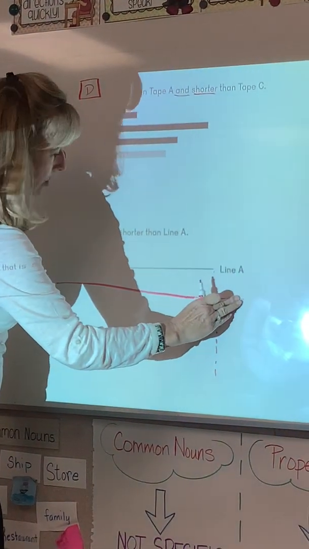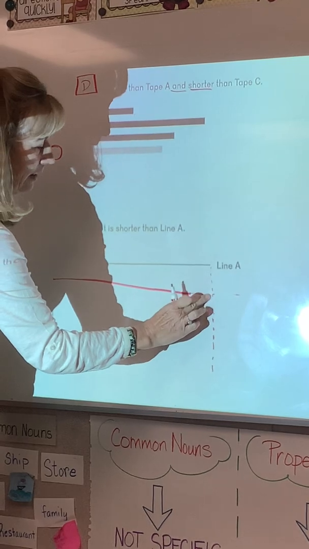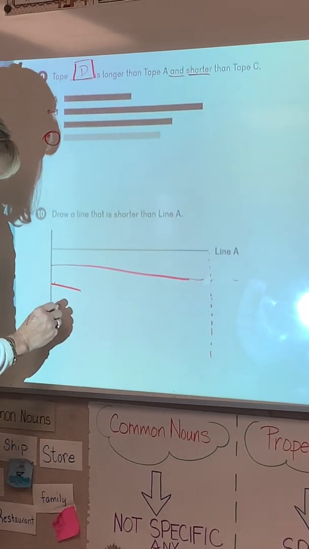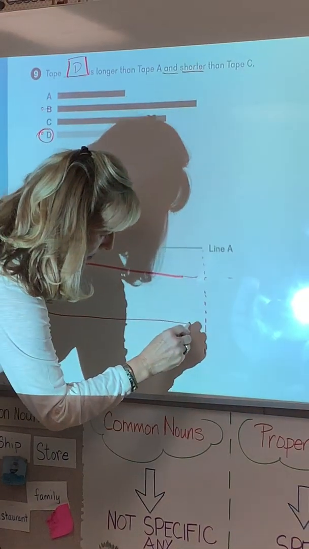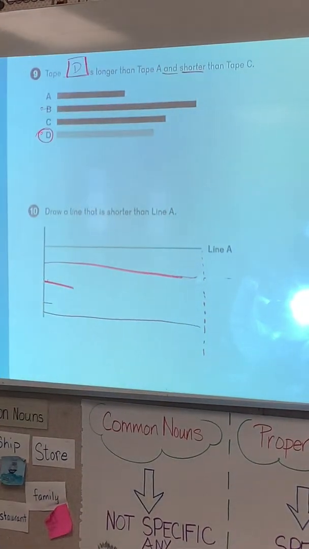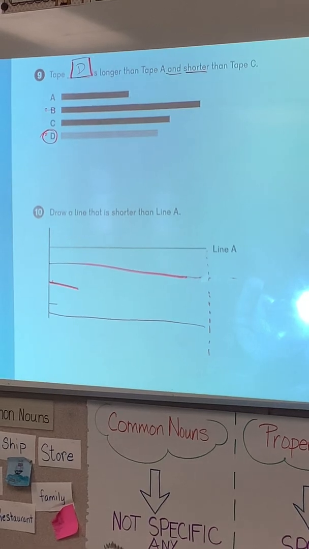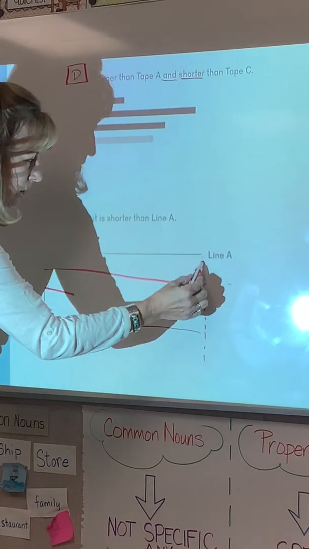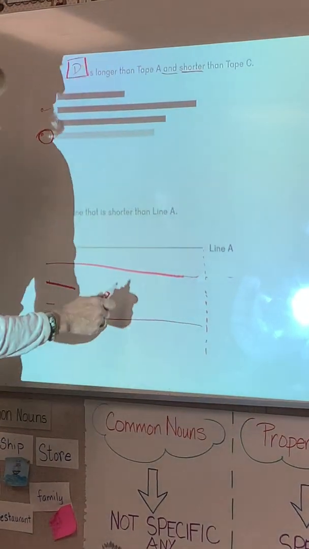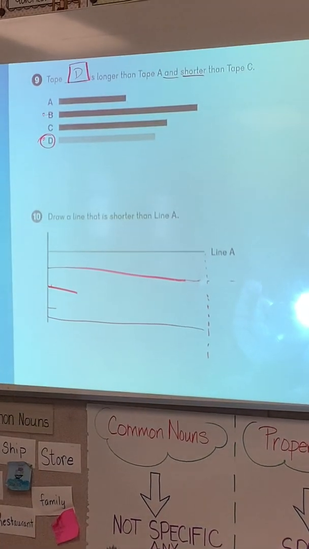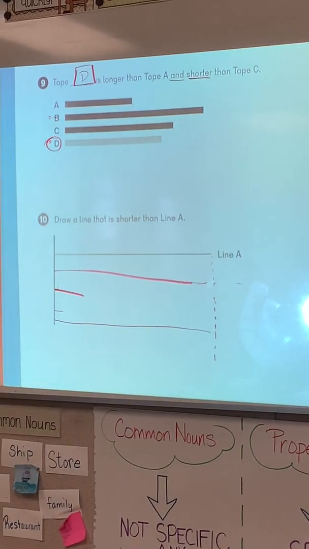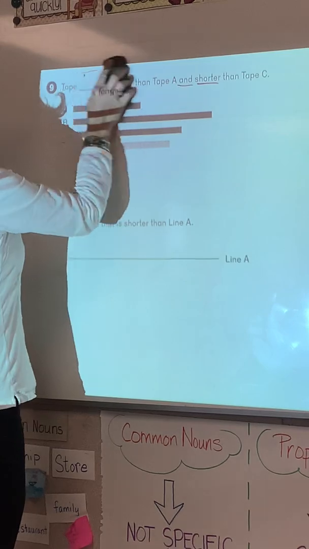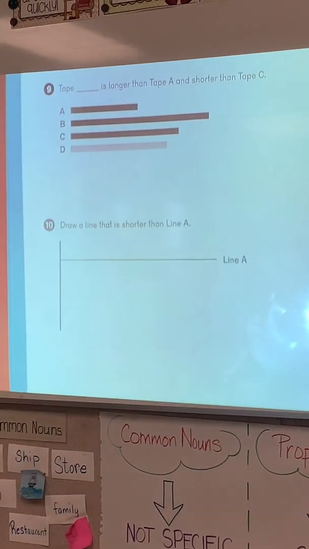It does not cross over here. Any line, and it'll be shorter than line A. It could be this long, could be this long, could be all the way up to very close to the end, but still shorter. So there are an infinite amount of answers for that question. As long as it doesn't cross this imaginary dotted line, then you will have the right answer. Okay? Let's move on. I'm going to erase these marks so it doesn't show up on my next page.